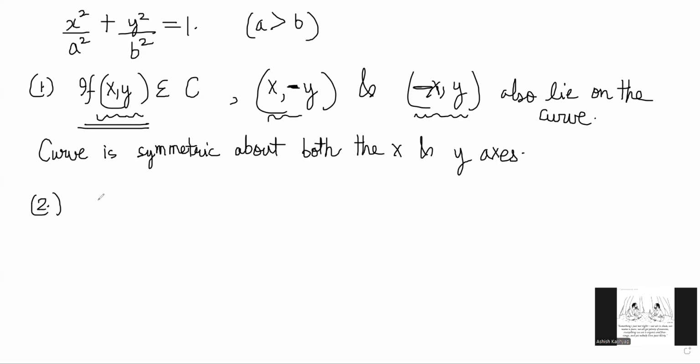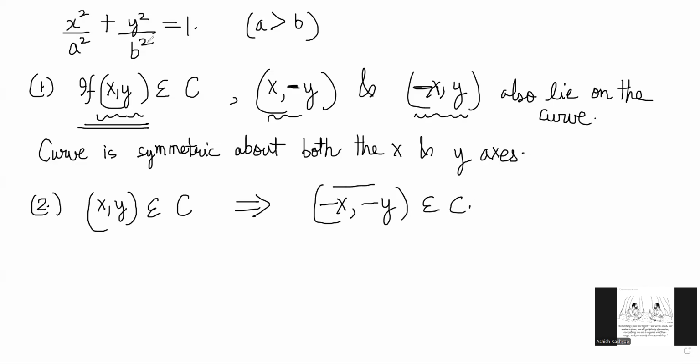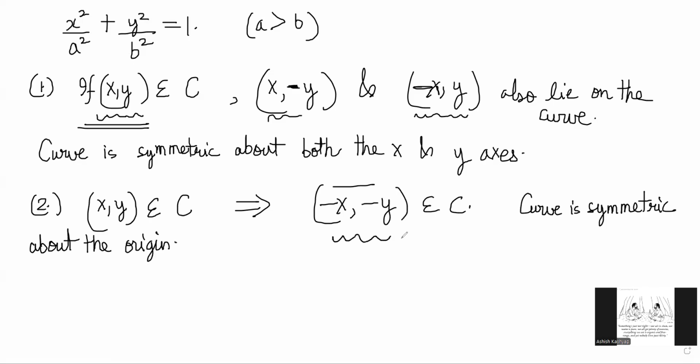Also, you can say that if x comma y lies on the curve, it implies that minus x comma minus y will also lie on the curve. That also satisfies this equation. So the curve is also symmetric about the origin. Why? Because minus x comma minus y is the reflection of x comma y about the origin, right?